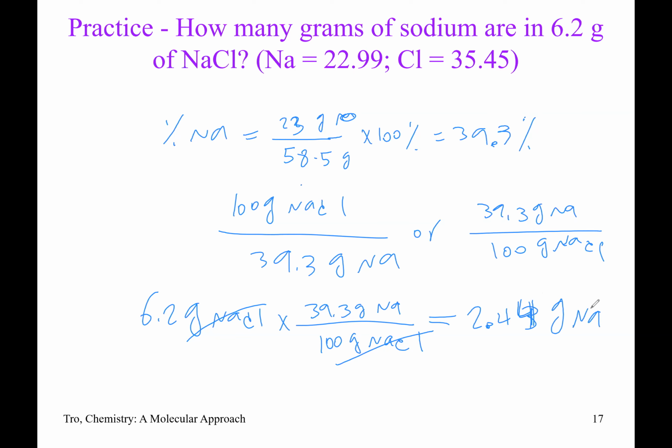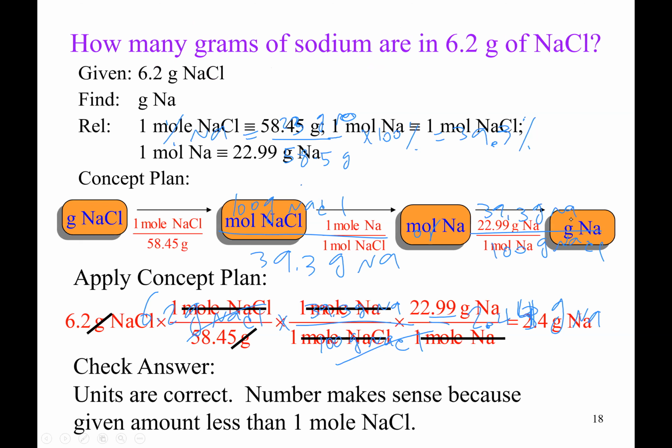Now, if you did all your calculation and you come up with like 8, then it doesn't make sense. If you have 6.2 grams of NaCl only, you cannot have 8 grams of Na. So you can always go back and make sure the final answer makes sense. If it's 2.44 grams Na, the difference from 6.2 is going to be the mass of Cl, which is not the question asked here.